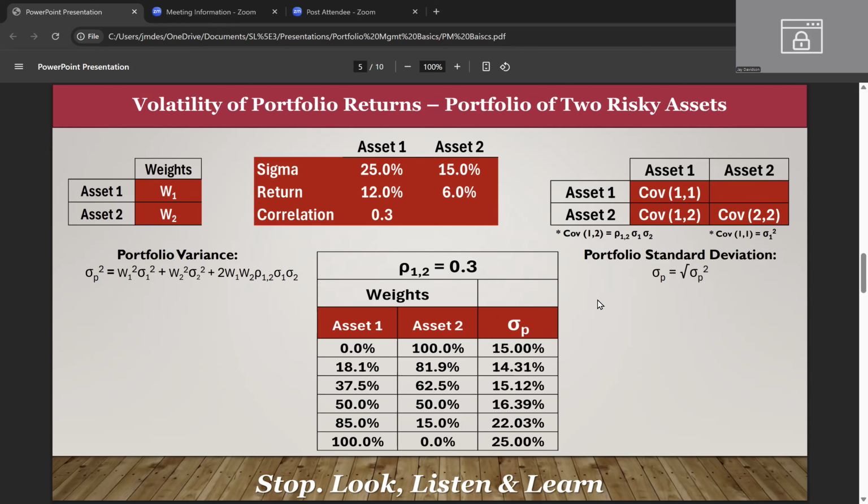So a portfolio that has really low volatility means you're not going to have a lot of changes from year to year in the return of the portfolio. But one that has a lot more volatility means there's going to be a lot more uncertainty in terms of what the return of the portfolio will be over the next period.